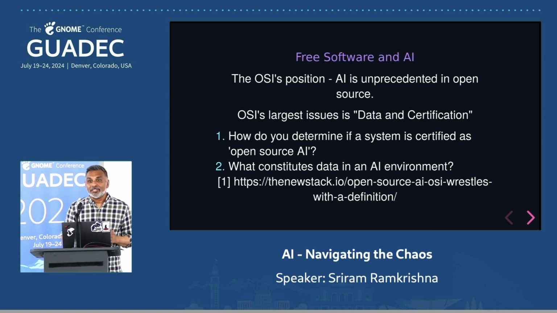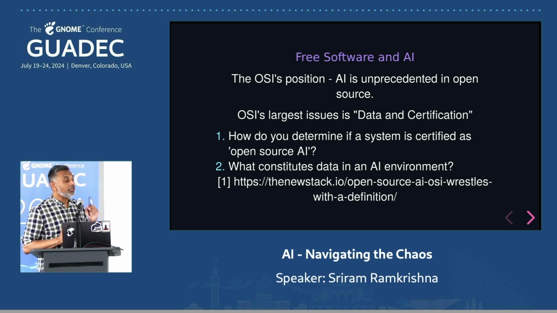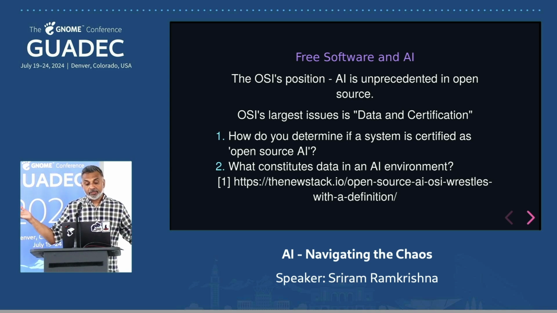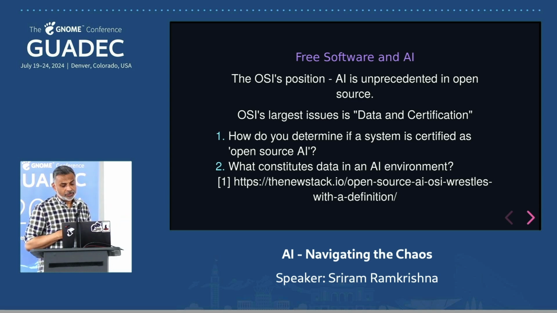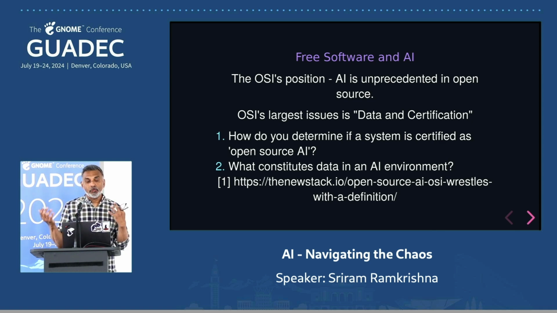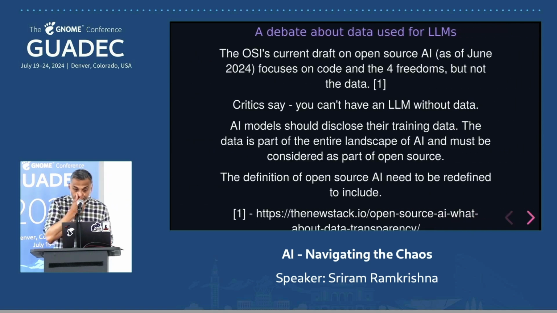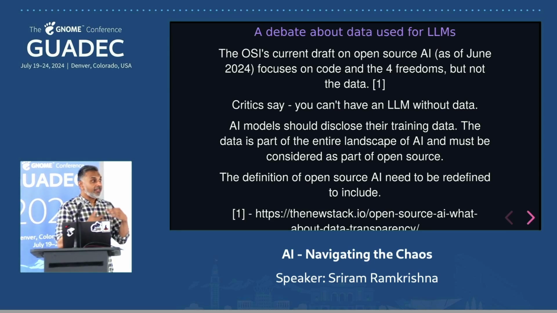What's the debate going on in open source and AI? The OSI's position is this is really unprecedented. And the questions they're asking are about data and certification, right? How do you determine if a system is certified open source AI, and what constitutes data in an AI environment? Like how do you identify what goes into an AI or LLM? And so the debate is they have a draft, and they've been doing a roadshow, going to various places, and they're focusing on the code and the four freedoms, but not necessarily the data.